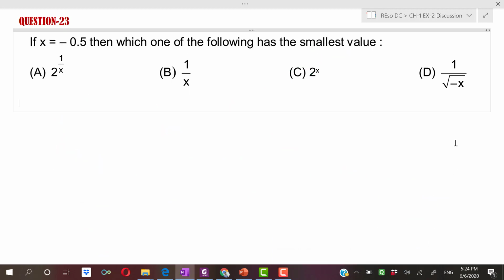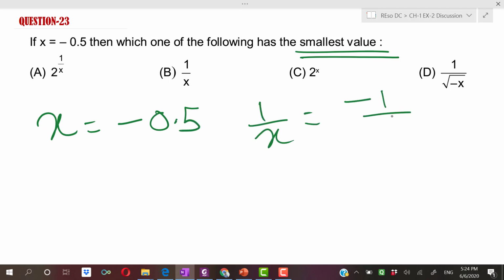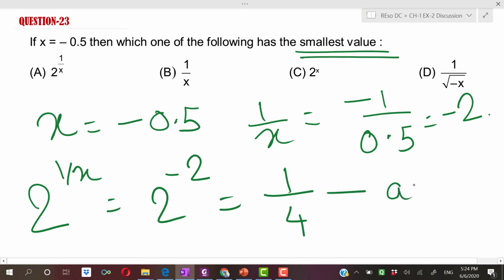Okay, if x is equal to minus 0.5, then I have to tell which of the following is the smallest. तो एक एक करके वैल्यूज कैलकुलेट करते हैं. If x equal to minus 0.5, so 1 upon x will be equal to minus of 1 upon 0.5, which is equal to minus 2. So 2 raised to the power 1 upon x will be equal to 2 raised to the power minus 2, which is equal to 1 upon 4. This is option number A.